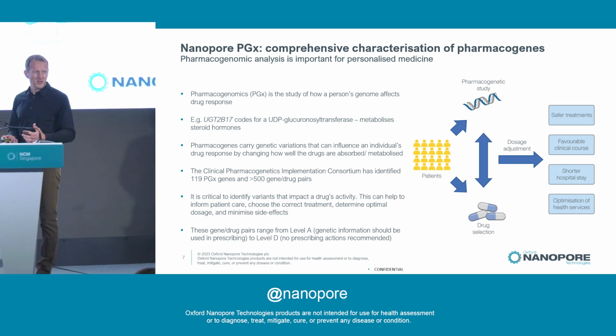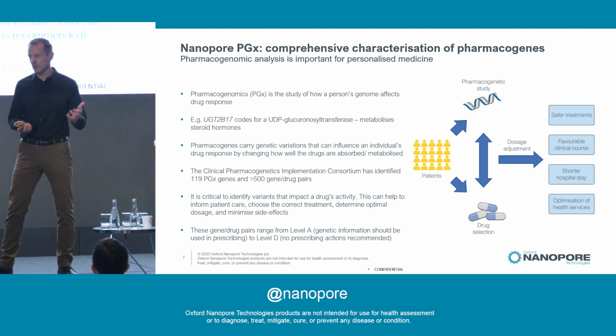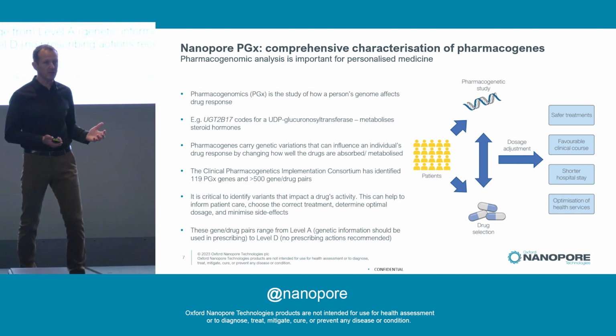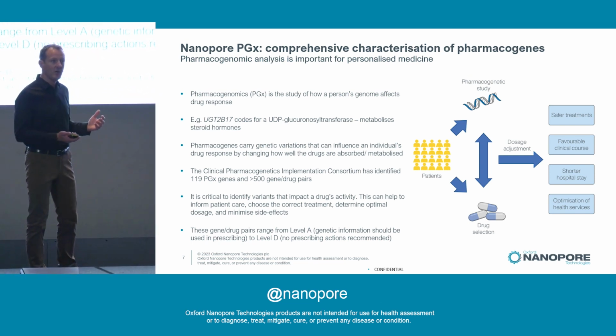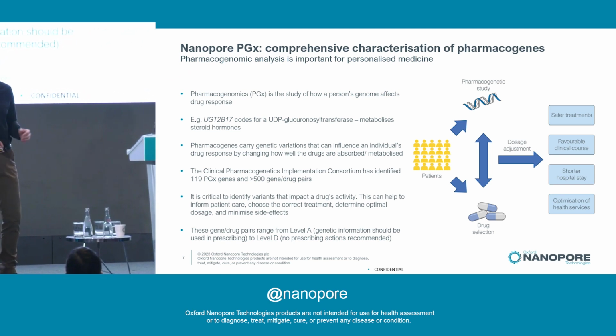So we all have a large number of pharmacogenes, and the gene products can do different things. A pharmacogene might code for an enzyme that is involved in the metabolism of a drug, or it might code for a protein that's responsible for the transport of that drug into and out of a cell.